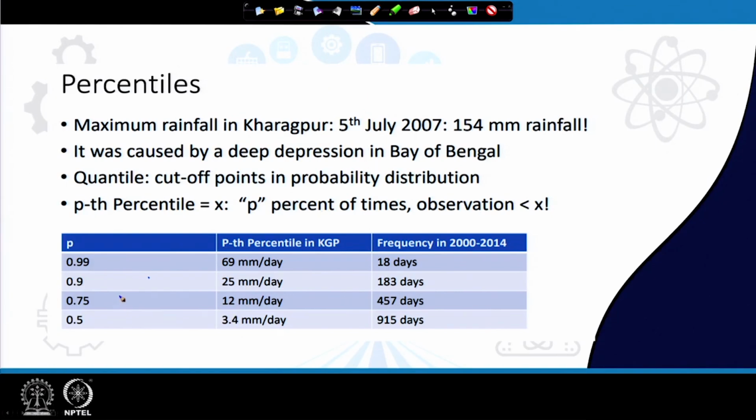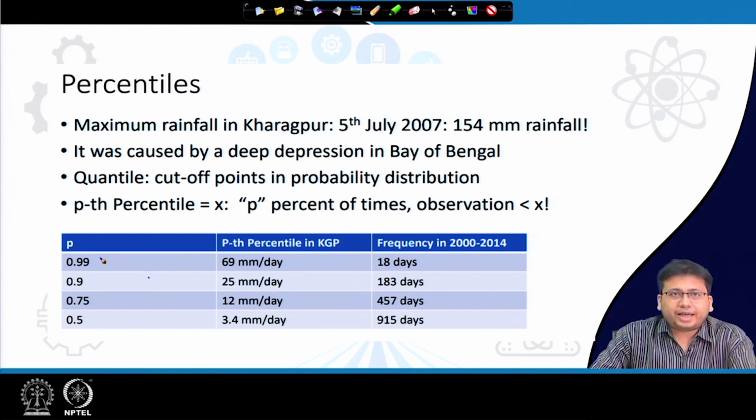So, let us consider the 99th percentile. That means 99% of the days will have lower value of rainfall than a particular value. Instead of calling it the 99th percentile, you can just call it 0.99. So, you can say that with 0.99 probability, the rainfall on any given day is going to be less than a particular value.